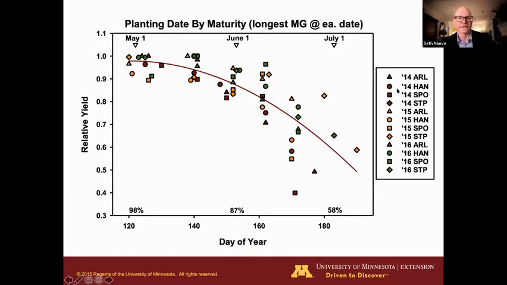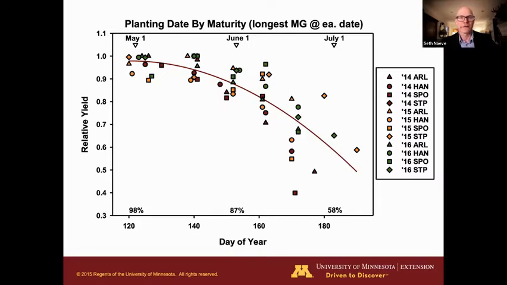But the important factor here is when we look at the maturity dates. We had a range of maturities at each location, and I separated out the longest maturity for each one. I would say these weren't overly long, but this was a group two in St. Paul. These are definitely full season varieties, on the long side of our range. When we looked at the planting date response in full season soybeans, the downside risk at the end of the season, that July 1 penalty, was still right about 50% yield for long seasons versus short seasons. The difference between these two is the upside opportunity for early planting.